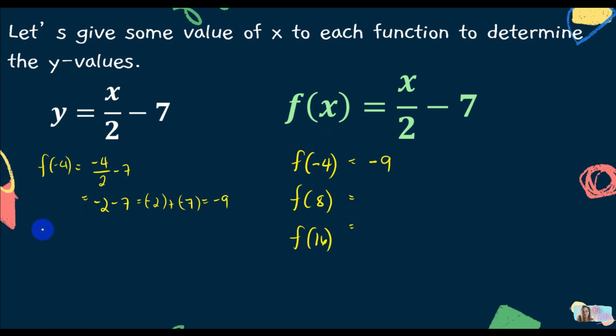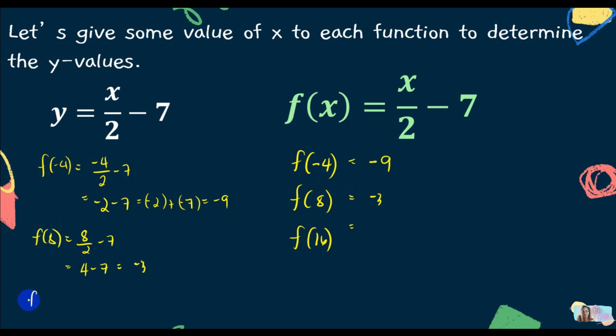Another, f of 8. So, ang gagawin po, substitute natin sa x. 8 over 2 minus 7. 8 over 2 means 8 divided by 2. That is 4. 4 minus 7, that is negative 3. So, for f of 8, the answer is negative 3. So, kapag daw ang x ay 8, ang output daw nito ay negative 3.